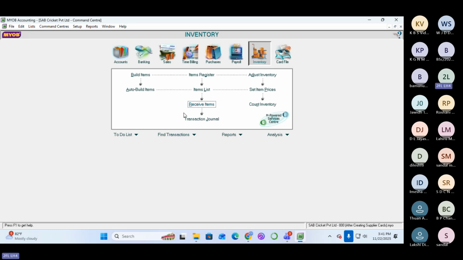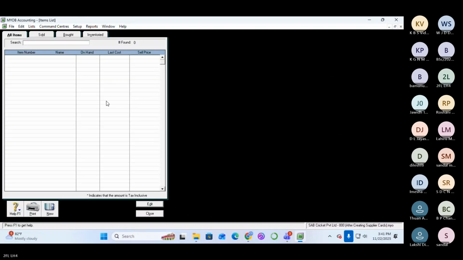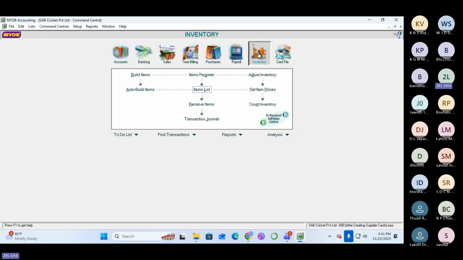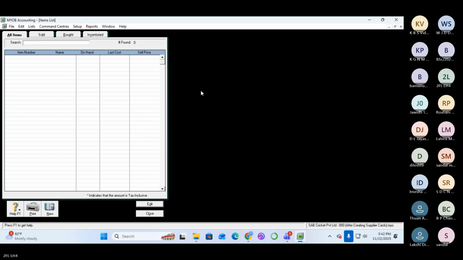Now I'm going to the items list. If you are writing down notes, now what we are going to learn is creating items. We are going to see how to create items. The path is inventory command center, items list.